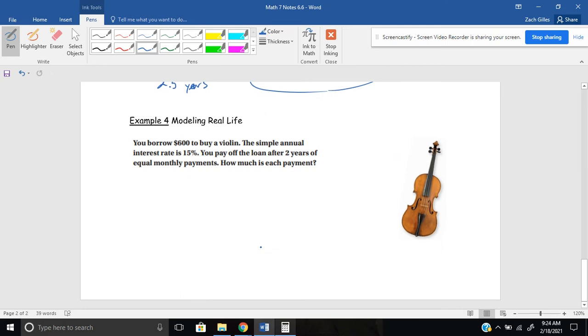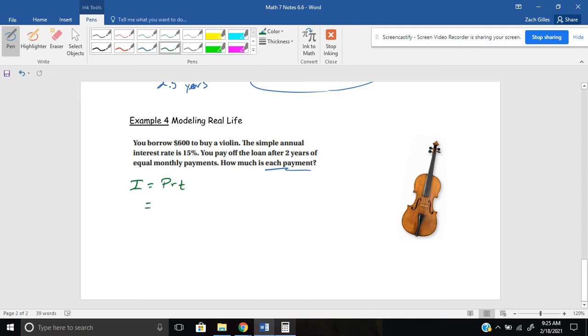And we'll finish with the last example here for the real life, or the modeling real life example. It says that you borrow $600 to buy a violin. The simple annual interest rate is 15%. You pay off the loan after 2 years of equal monthly payments. How much is each payment? Okay, so this one will be a couple of different steps that we have to take. I'm going to start just like I started my other problems, where I'm going to write down my interest formula.